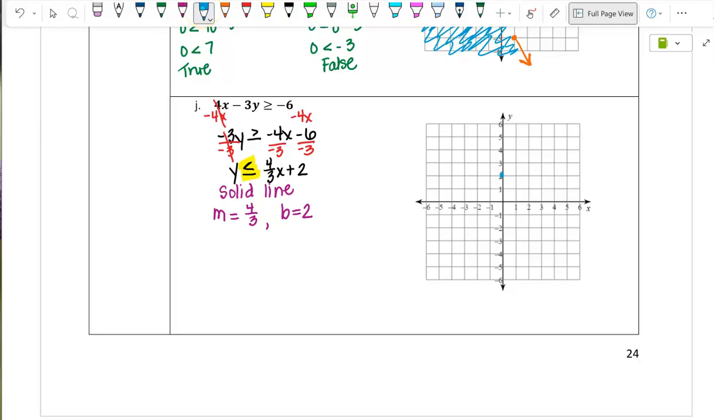So I start at positive 2 on my y-axis. I have a slope of 4/3, so I go up 4, 3 to the right. Since I can't repeat that, I go back to my y-intercept and go down 4 and 3 to the left. Again, it just gives me another point to make sure that I have counted correctly because they should line up. And it's a solid line, so I draw in my line. And again, a solid line means that any point on the line is also a solution to the inequality. The line is included in the solution.